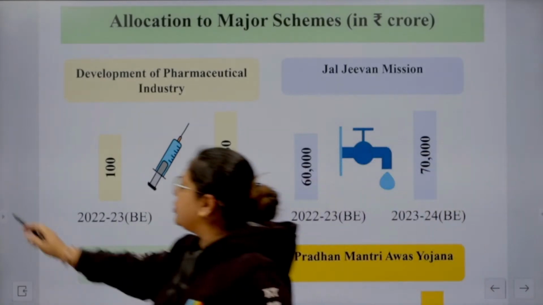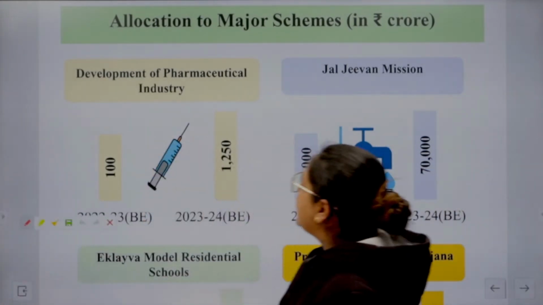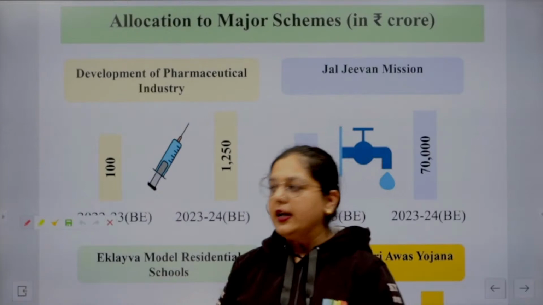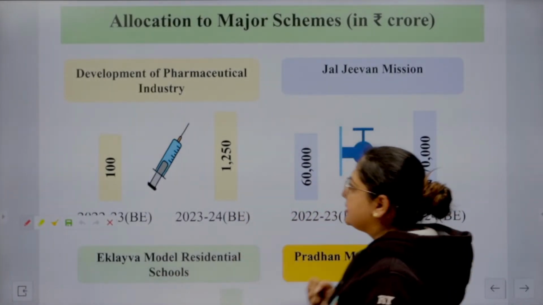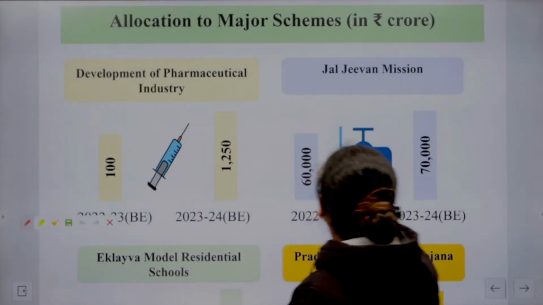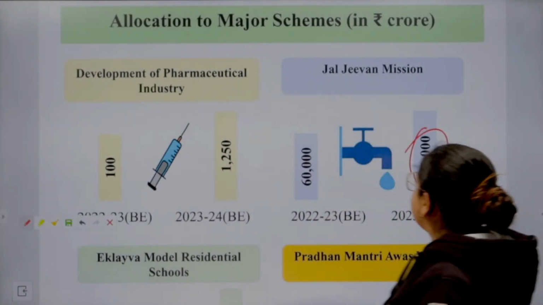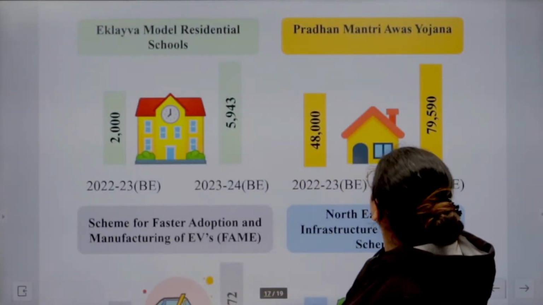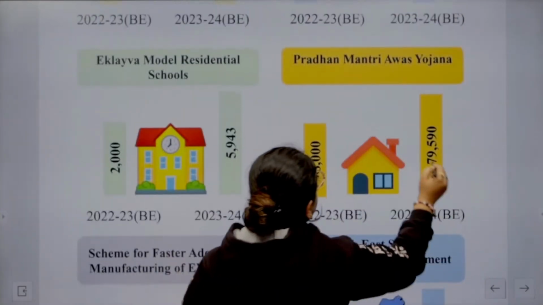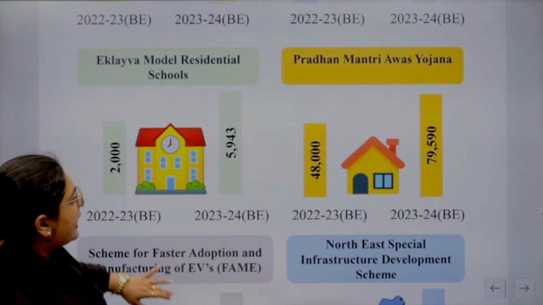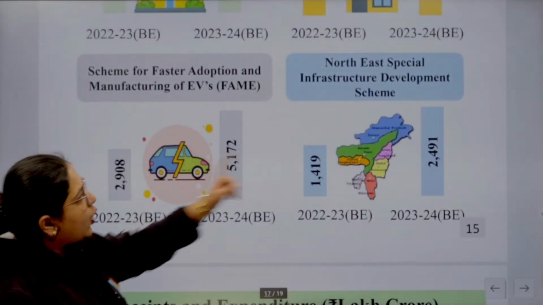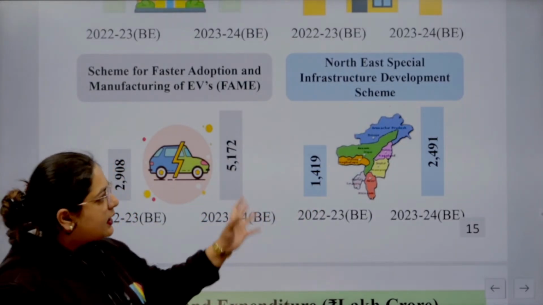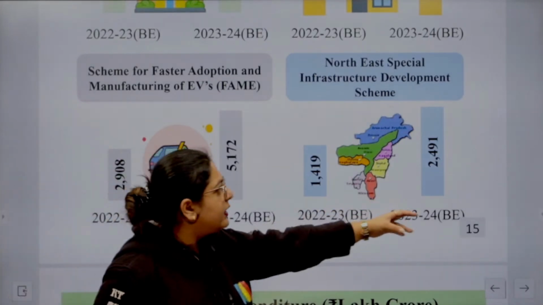Now, speaking of allocation to the major Indian schemes, right? In terms of pharmaceuticals, like I had mentioned, since COVID times it is gaining a lot of importance in our budgetary allocations. Jal Jeevan Mission, again 70,000 crores nearly. And speaking of the Eklavya residential schools and Pradhan Mantri Awas Yojana, as you can see, 5,943. Then next, Northeast Special Infrastructure Development Scheme, which is only for the seven sister states. Again, it has gone up from last year, 2,491.